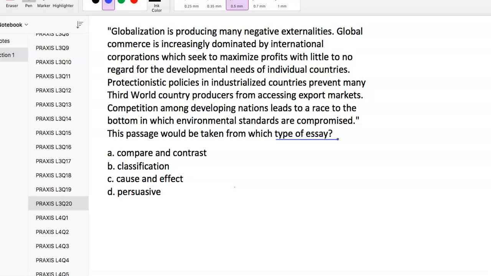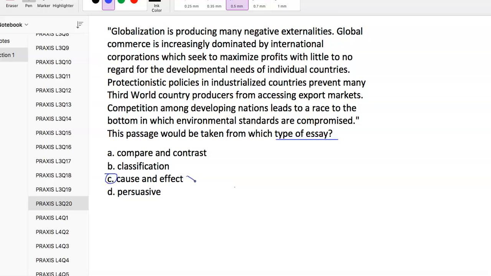Okay, so the passage is talking about the negative impacts, which are effects being caused by globalization. Compare and contrast would be applicable if the author chose to compare the positive and negative effects. Classification would be breaking groups into smaller categories. A persuasive essay is one in which the author tries to convince the audience of something. Cause and effect and persuasive can be very similar. So this passage is pretty close to being persuasive, but we need more facts, specific examples, and statistics to break up the opinion that globalization is negative. So the answer here is cause and effect.